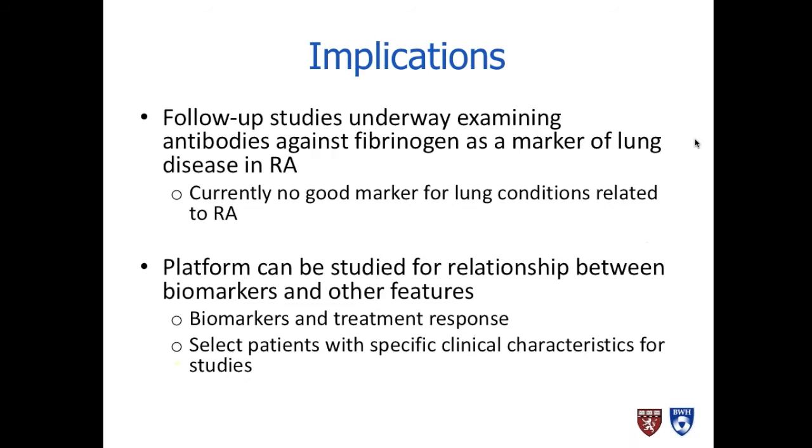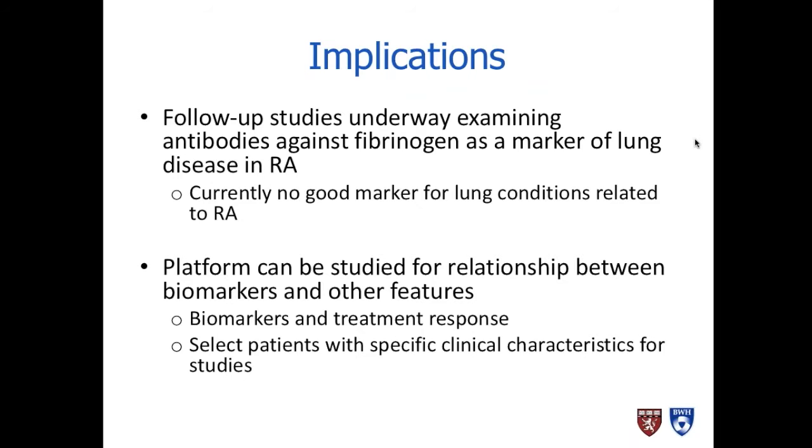Right, so the first implication I talked to you about, now we're going to go after this marker as a potential marker of inflammatory lung disease. But what I wanted to point out about this platform, this is i2b2 in Partners, built on top of RPDR, but this platform with organized electronic medical record data, adding NLP on top with a biorepository, really gives us a platform to study relationships between biomarkers and different features of disease. So, for instance, we could look at biomarkers and treatment response.